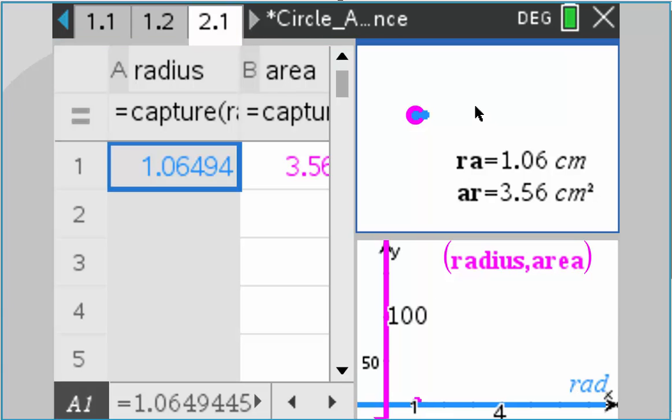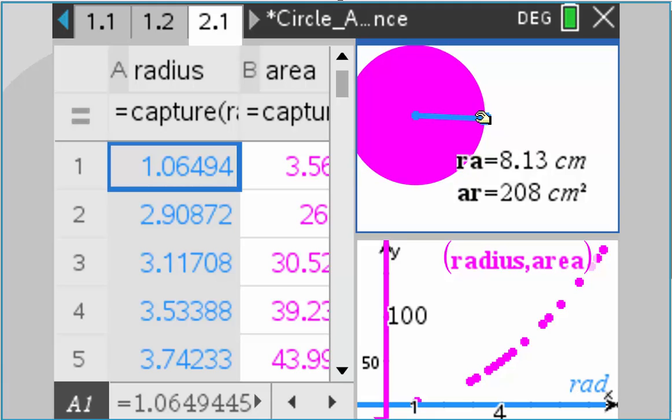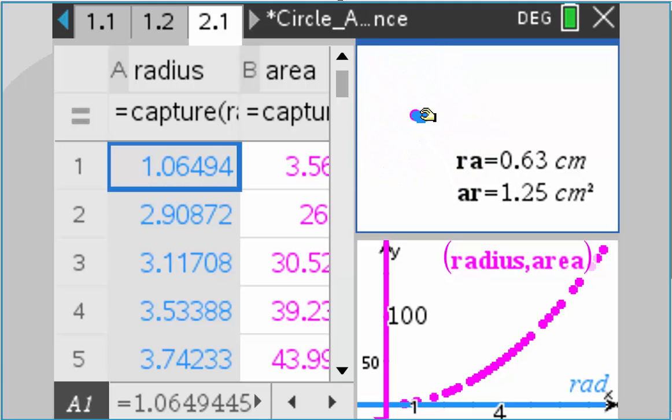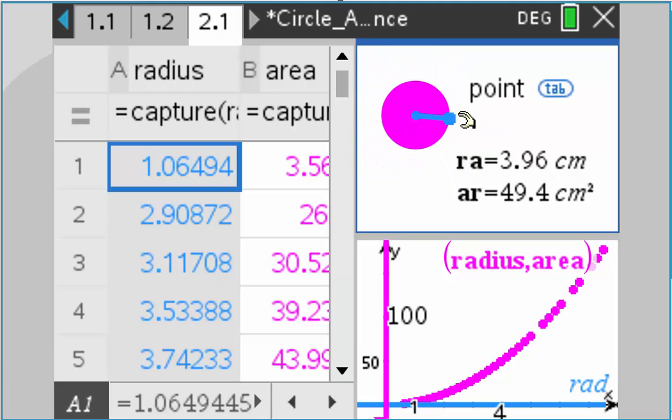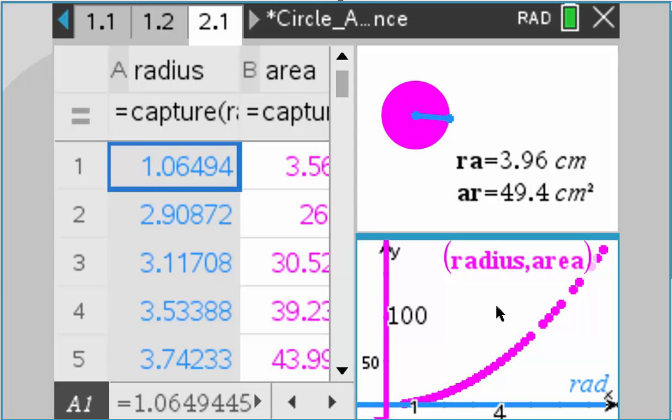So I'll click here like I did before and grab the endpoint of the radius and slowly pull it away. And then I'll pull it back to get some points closer there at the bottom. And you can see this is not a line. This is more of a parabola. So again, you would want to come up with the equation that models this data. So please pause as needed.